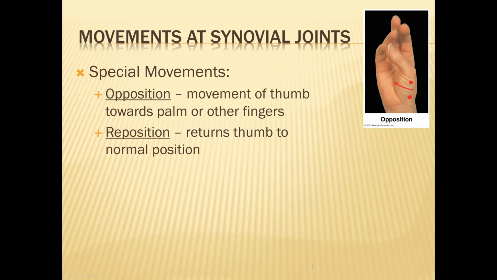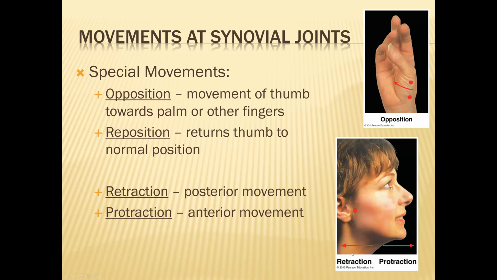All right, some other movements. So your thumb has a special saddle joint that we'll talk about in a bit. And so with the thumb, you can have a movement called opposition, which is bringing it forward. The same movement that you would use if you were going to touch your pinky finger with your thumb, and then bringing it back to the original position would be called reposition.